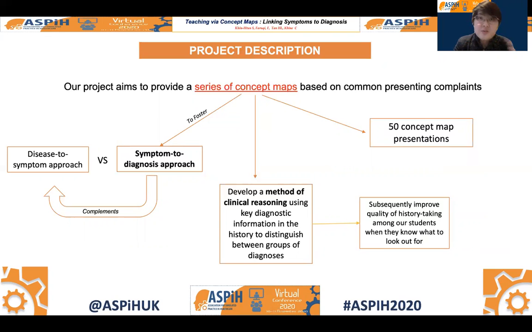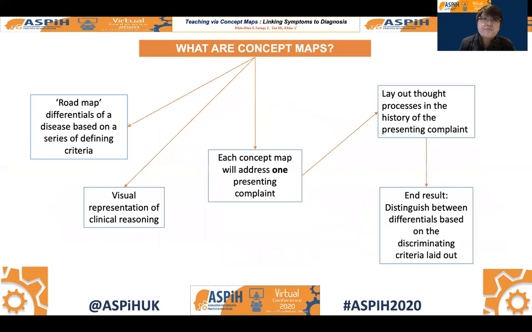As a result, this will subsequently improve the quality of history taking when our students know what to look for. And a little bit about the logistics of our concept maps: we will initially create 50 concept maps on common presenting complaints. You may wonder, what are concept maps? Each concept map will address one presenting complaint at the top, and we will branch out according to a series of defining and discriminatory criteria to eventually reach groups of differential diagnoses at the end of the concept maps.